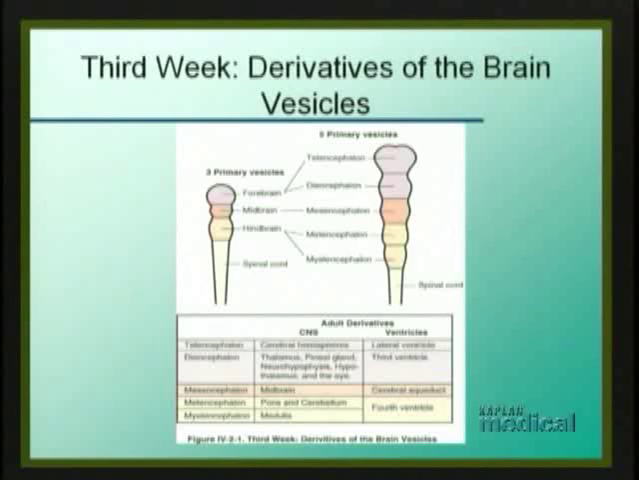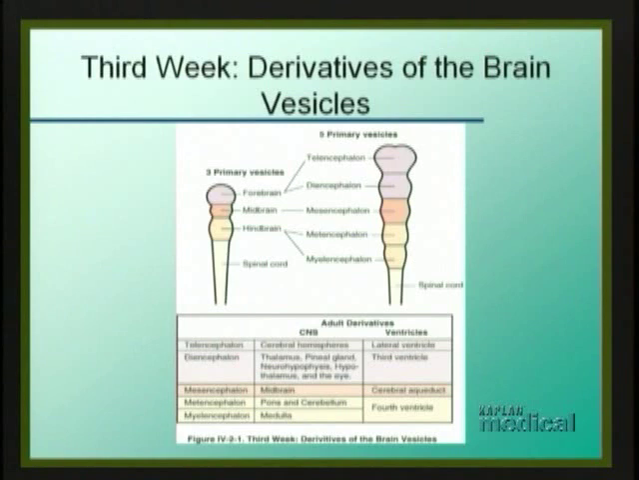The last three secondary brain vesicles form the components of the brainstem, and they include the midbrain, the pons and the cerebellum, and the medulla. The midbrain certainly is derived from the mesencephalon. The pons and the cerebellum derive from the metencephalon, the medulla from the myelencephalon, and then, as we've indicated, continuing inferiorly below the medulla will be the spinal cord.